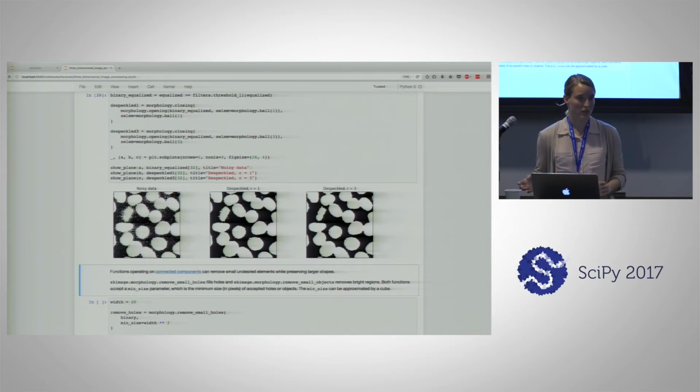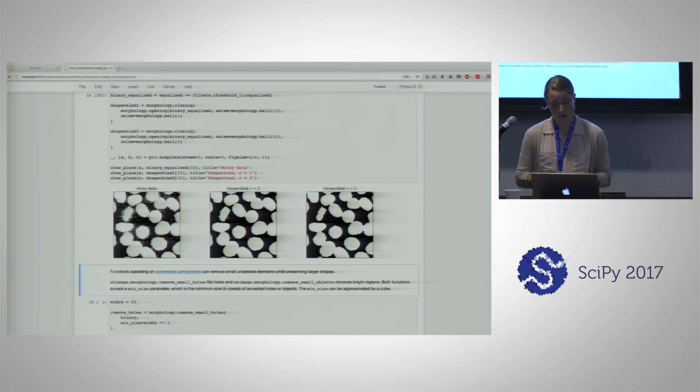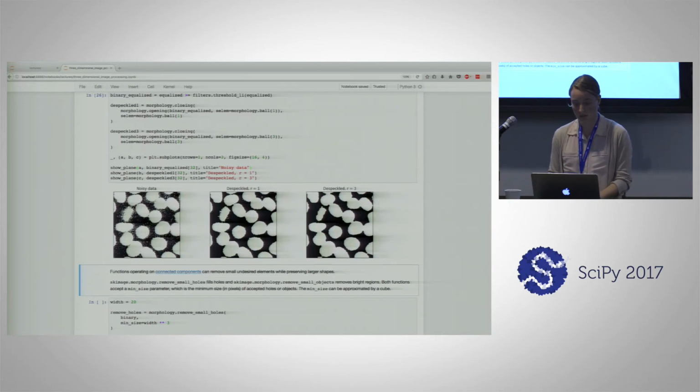I'm only showing this to you again per plane, although the results were computed per volume, just due to the screen real estate. And we can see that even a ball of radius 1 removed most of that speckle noise, but each one distorted the shape of the original image. The distortion is worse or more visible when using a ball of radius 3 as compared to a ball of radius 1.